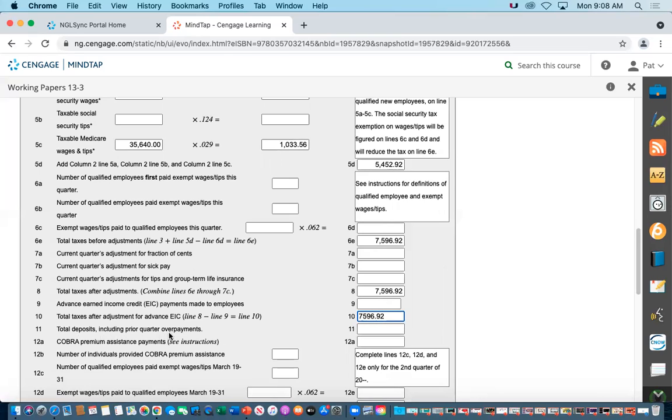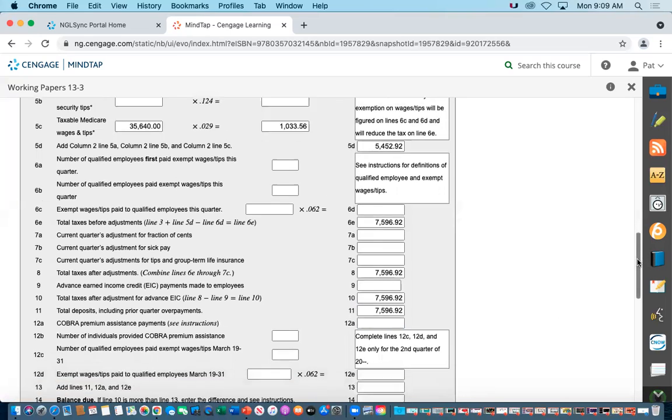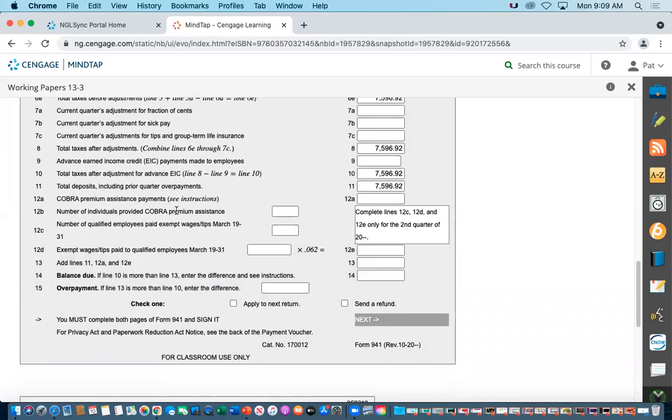Total deposits, including prior year quarterly overpayments. Total deposits mean total taxes. How much are we depositing to the government as our taxes? We don't have any quarterly payments. Again, this number represents our employee income tax plus Social Security times 2 and Medicare times 2. 12A was nothing. It won't take 0, so that's okay. We don't have any COBRA premiums. That's an insurance thing. And we don't have any exemptions. Wages are not something we are tips.